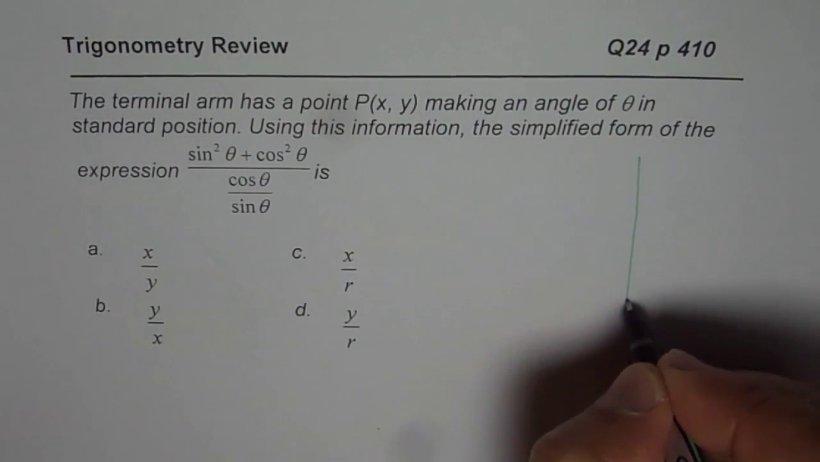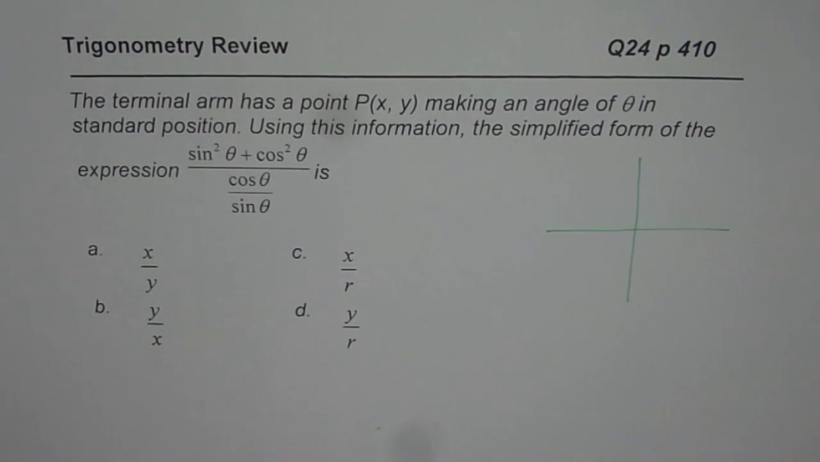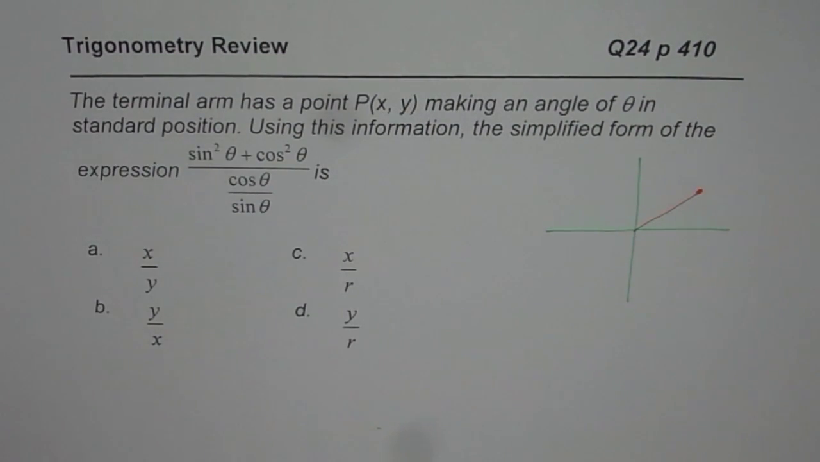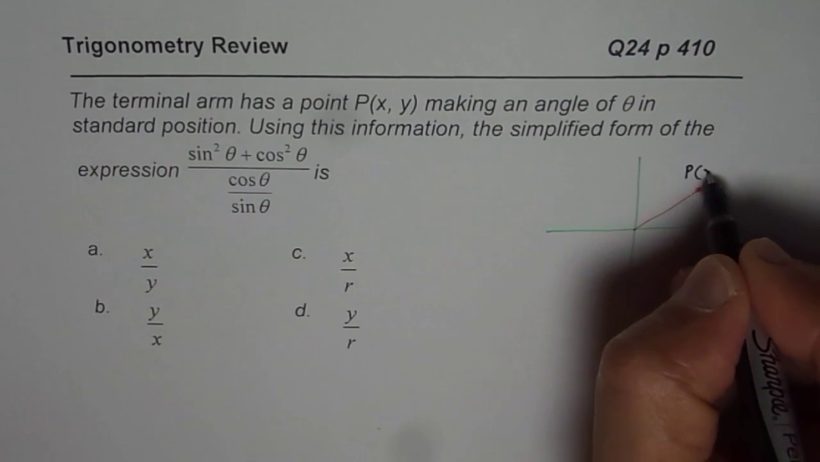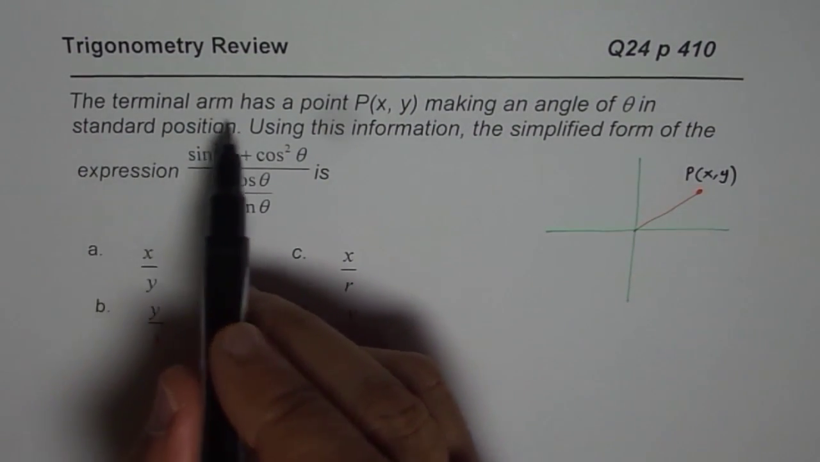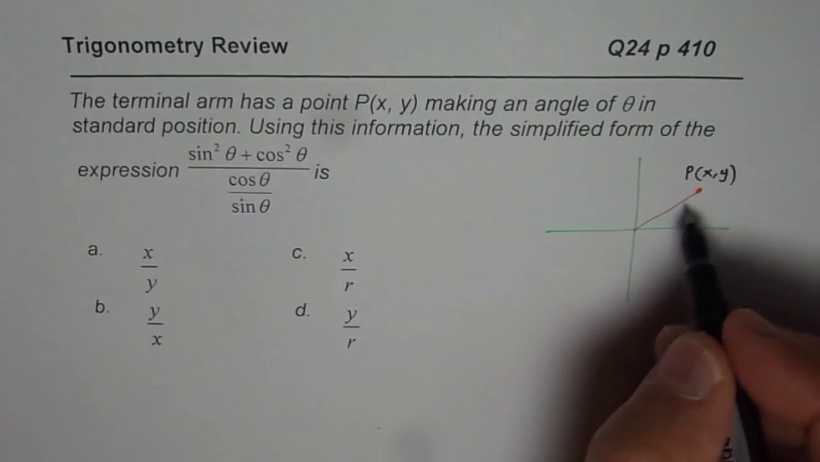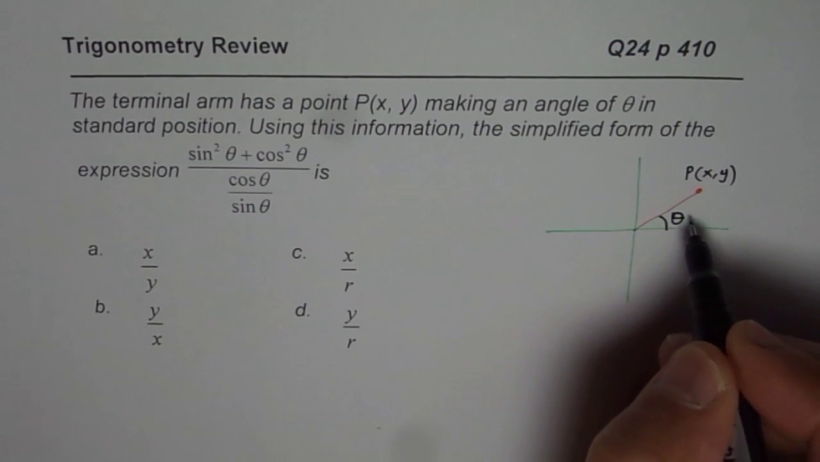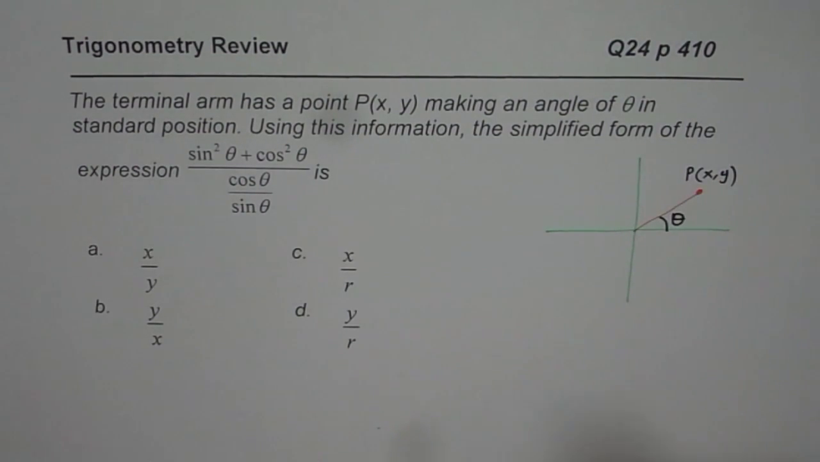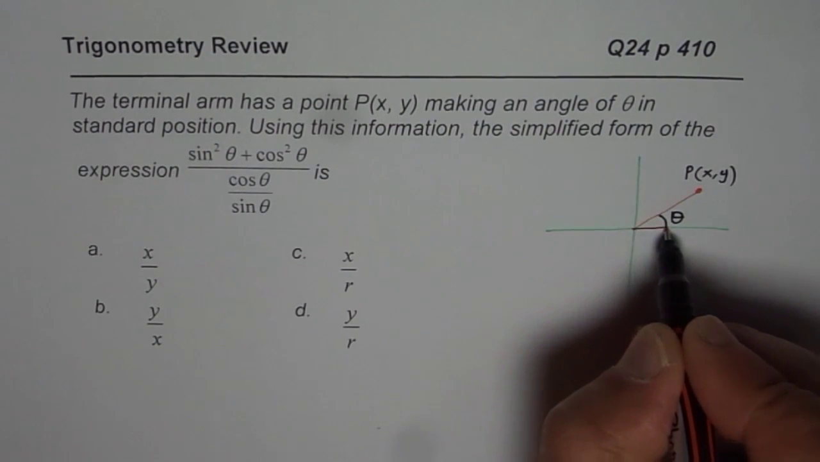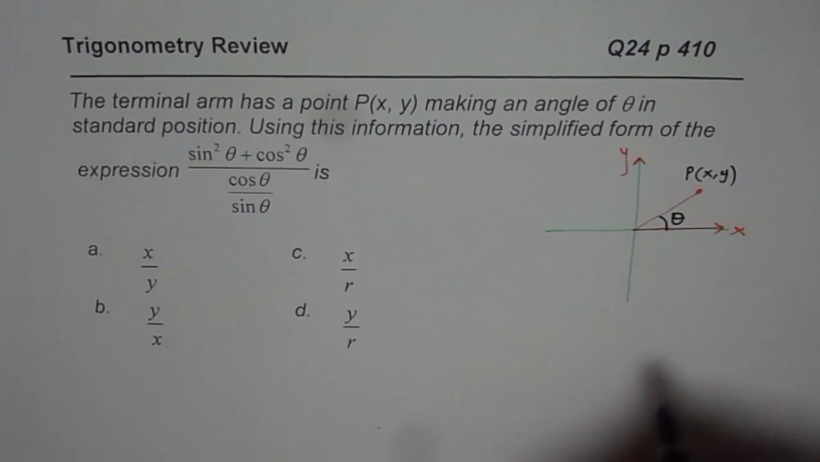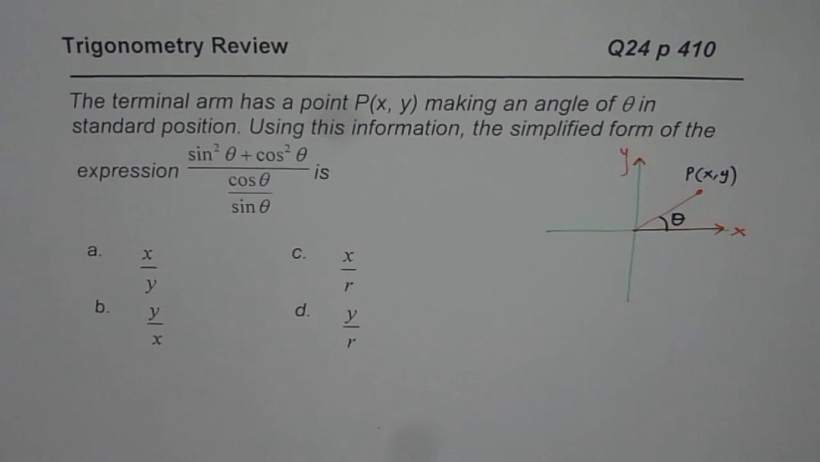So what I mean by writing terminal arm and angle theta is that we take any point, let us say this is our point P. The coordinates of point P are x and y, right? And the terminal arm has this point P. So that is the terminal arm. The point is on the terminal arm, making an angle theta in standard position. That means we always consider the vertex at the origin and the initial arm along the positive x-axis, correct? So that is kind of a review. That is why I have introduced this and made a minor change, but it's exactly the same question as you had.